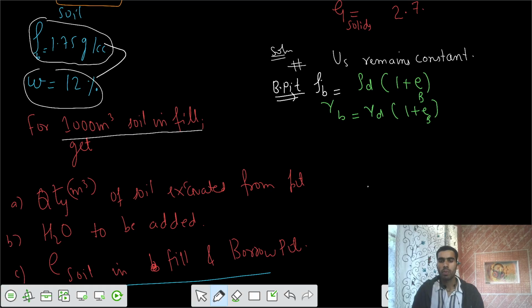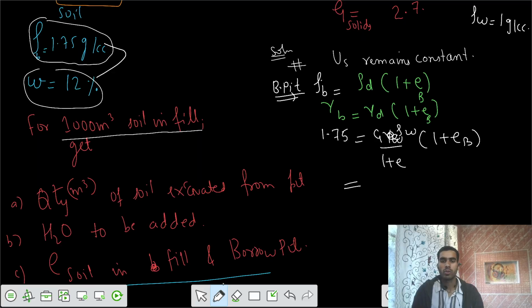Your bulk density is given to you as 1.75 gram per cc. Let's remove those units. So this is your 1.75, and your dry density should be, what is the equation for dry density? Is that G gamma W over 1 plus E? So here we can write G gamma W over 1 plus E. Your gamma W has to be replaced by rho W. And what is the density of water? Is that 1 gram per cc? So we can write here rho W is 1. So this part would be G gamma W over 1 plus E, into 1 plus E bulk. So here we can write G rho W, then finally substitute those values.